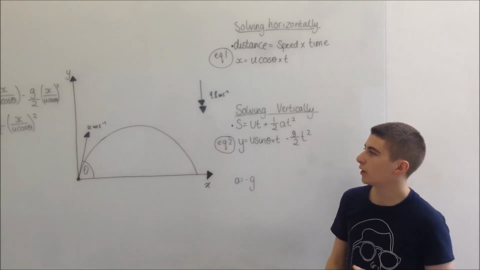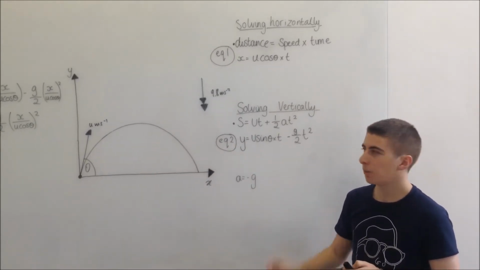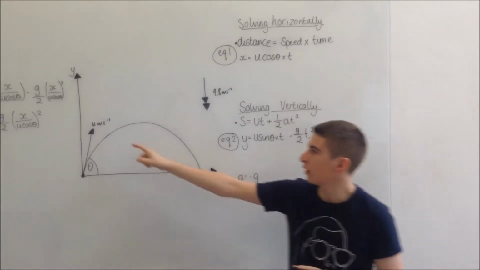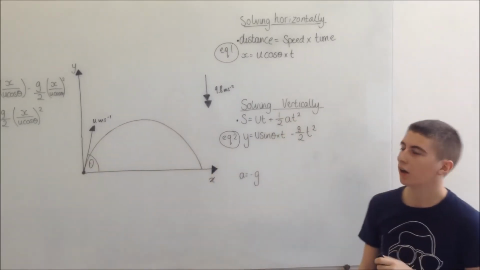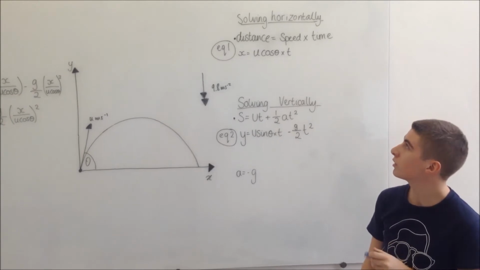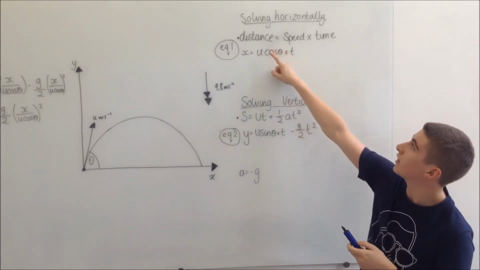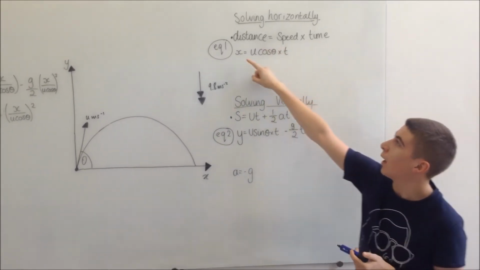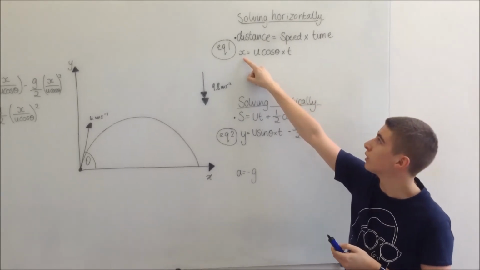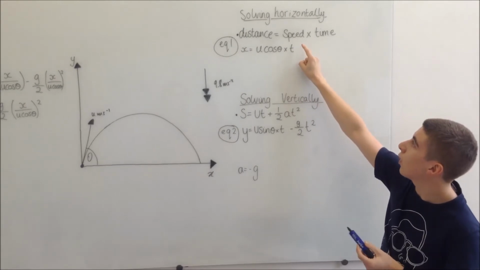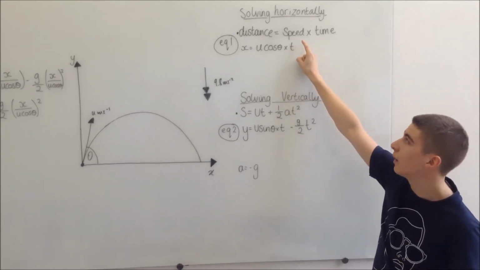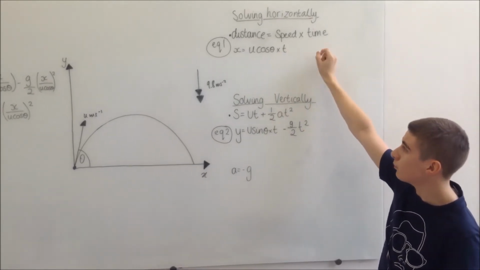This is a graph which represents the path a ball will travel if it's thrown at u meters per second at an angle of theta. Now we can model the horizontal displacement of the ball by using distance equals speed times time, where x is the horizontal displacement, u cos theta is the horizontal component of speed, and t is time.